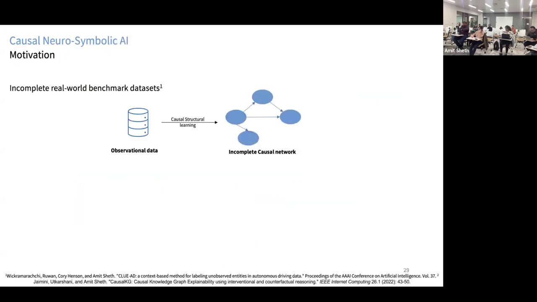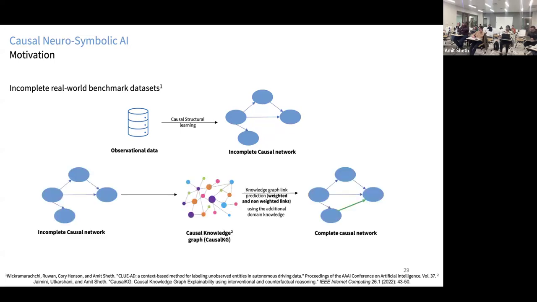If you just use the observational data and the structural learning algorithm, we get an incomplete network. We take the incomplete network, as we have seen in the smart manufacturing setup, and incorporate that into a causal knowledge graph. Then we use the knowledge graph link prediction techniques to complete the causal network.